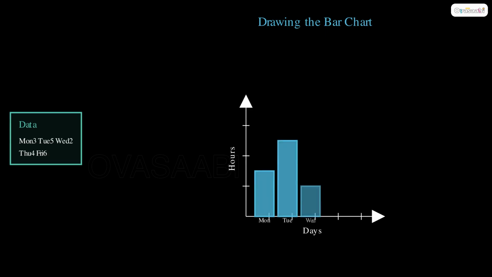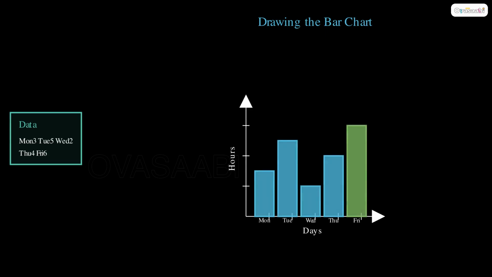Now draw each bar to the correct height. Notice all bars have the same width and equal spacing. Friday is tallest with 6 hours, the rainiest day of the week.